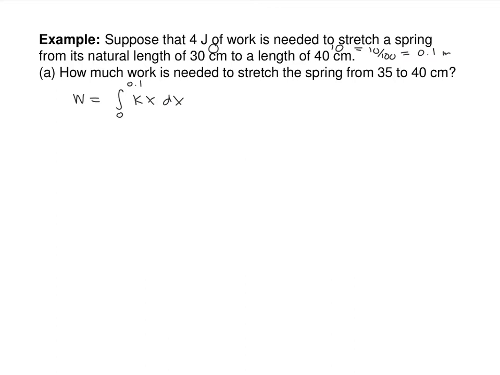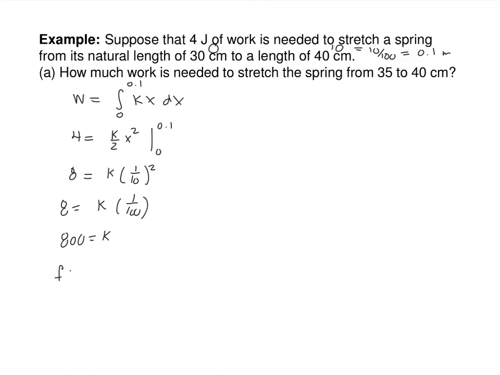So we know the work is 4, so 4 equals k over 2 x squared, evaluated from 0 to 0.1. So 8 equals k times 0.1, which is 1/10, so 8 equals k times 1 over 100. And you can figure out that 800 equals k. So in this case, your force equation is 800x, measured in newtons.